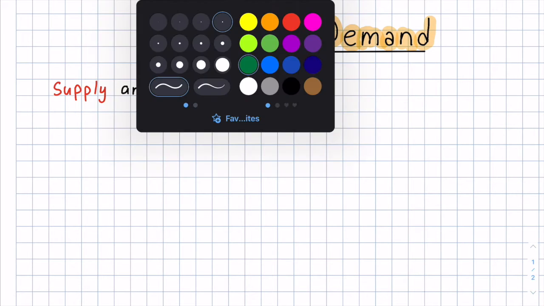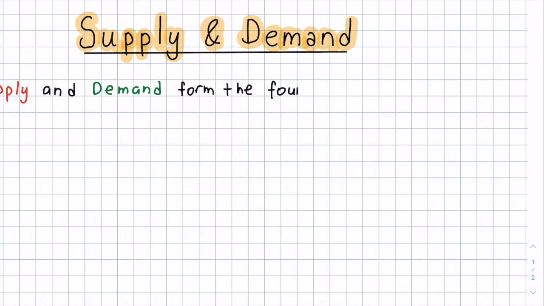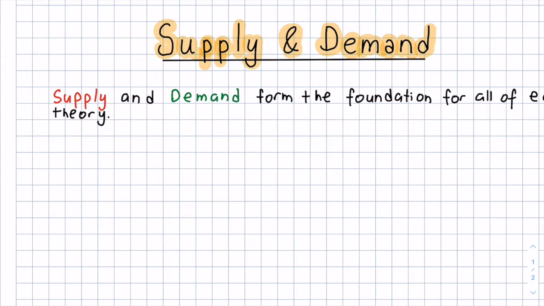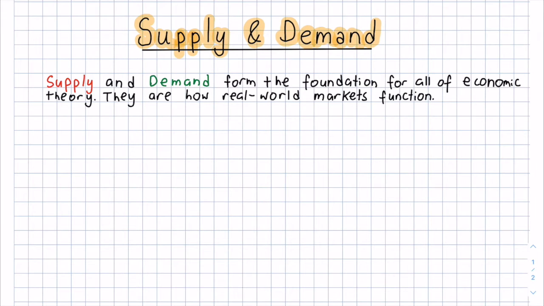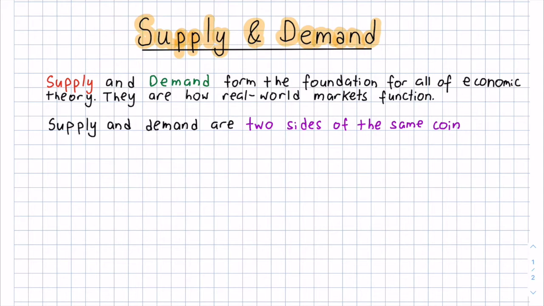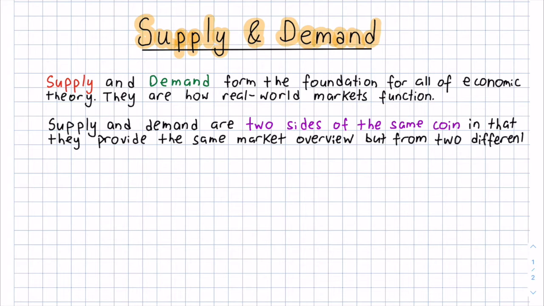Supply and demand form the foundation for all economic theory. So this is very important and the basis for any economics theory course you're going to take. And interestingly, they're also how real-world markets function. There are actually two sides, and they're both sides of the same coin in that they're related. In sum, they provide the same market overview, but from two different perspectives. Again, one is from the supply side, or sellers, and one is from the demand side, or buyers.